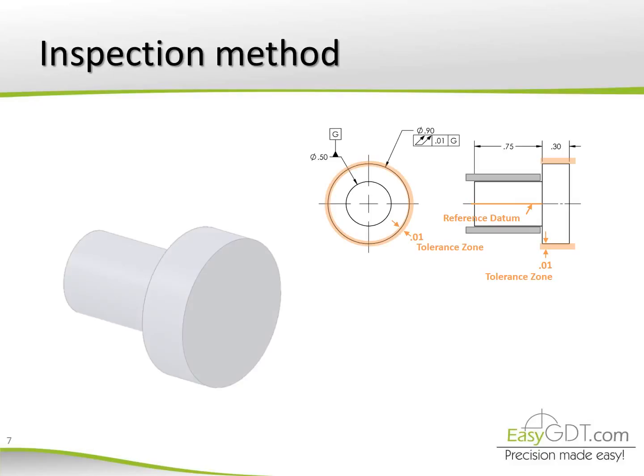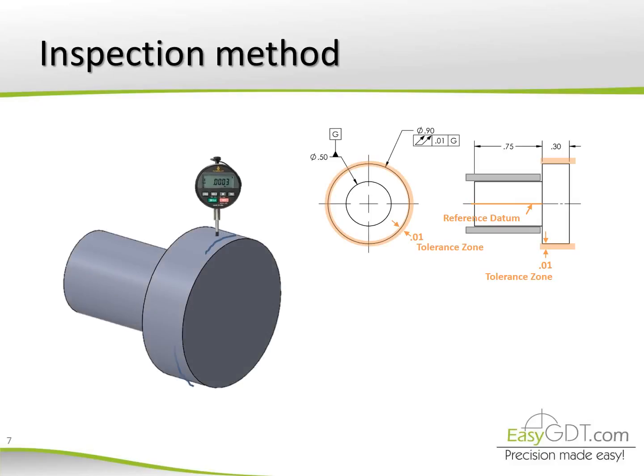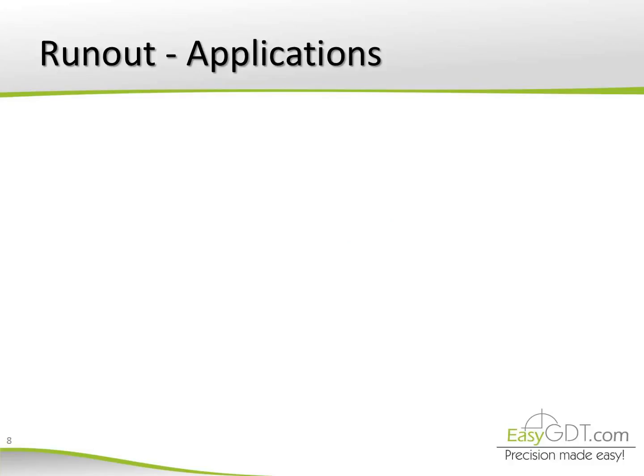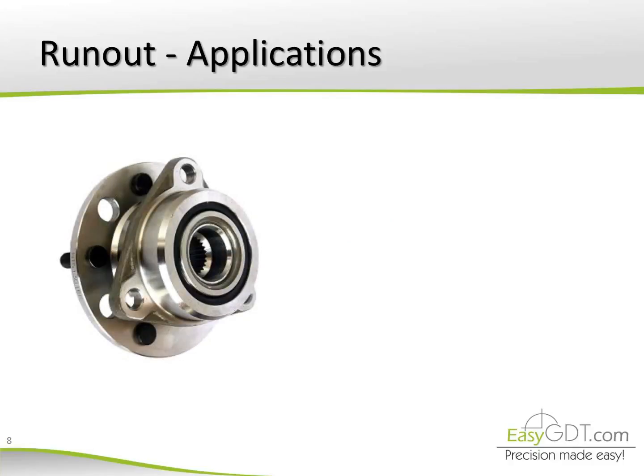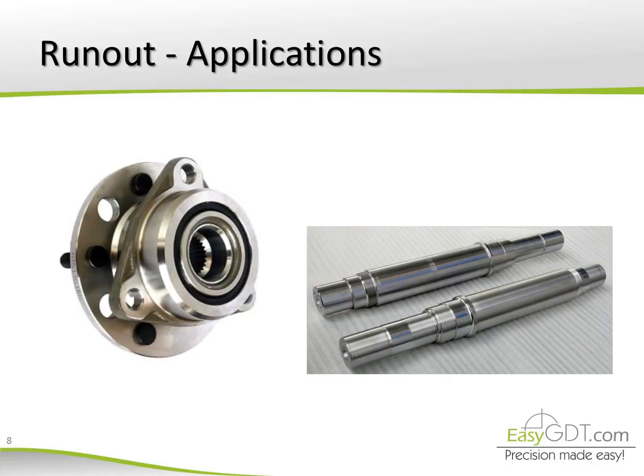The inspection is also made as a circular runout by rotating the part 360 degrees, holding the datum axis indicated. But in this case, it is made along the entire surface. Runout is applied in mechanical elements that rotate at high speeds to prevent these elements from producing vibrations. Some examples are the wheel hubs, drive shafts, or general shafts.